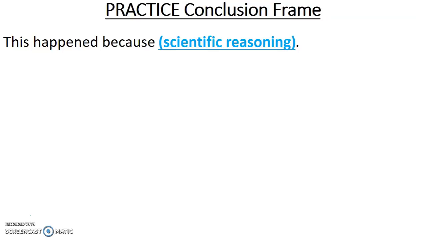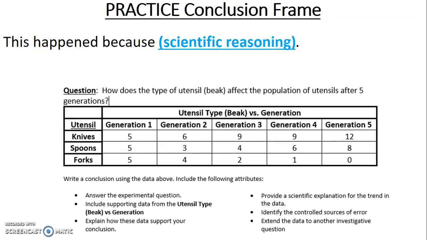This happened because... Why? Why is it that after so many generations, we no longer have any forks? Why is the population mainly knives now? So think about what you've learned in the past couple of weeks about natural selection. How does natural selection happen? How were the knives naturally selected to have such an increase in their population, whereas the forks were not naturally selected and they have a decrease in their population?